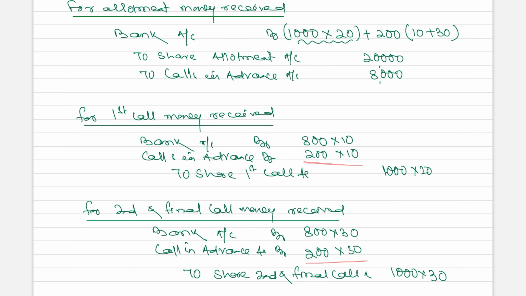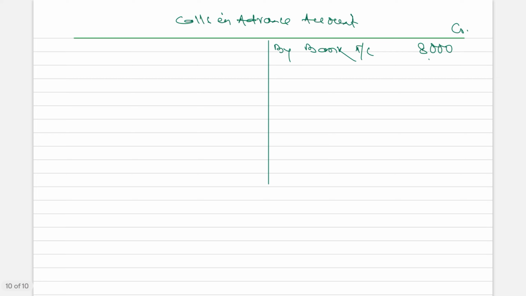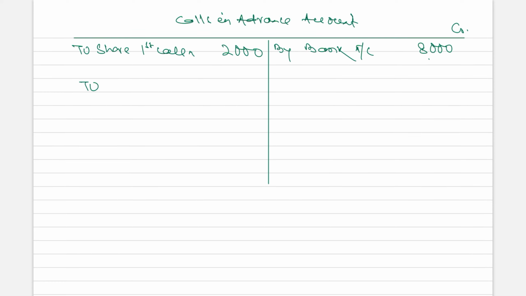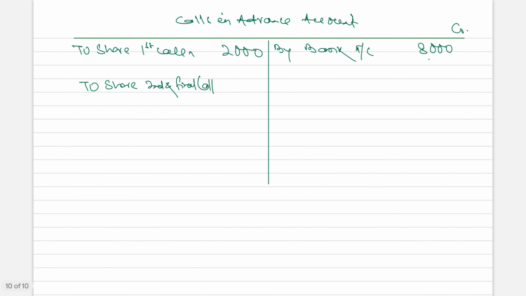So first one entry will be calls in advance account debited to share first call 200 into 10. If dates are given, you have to prepare the date column. To share second and final call, it is 200 into 30. And now close it.